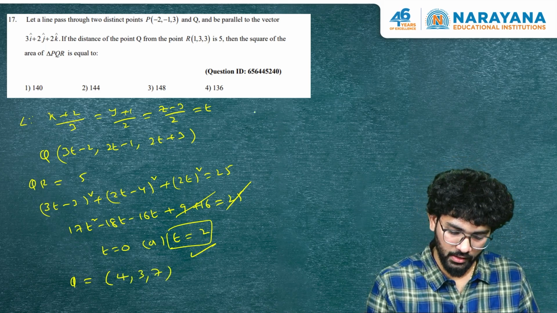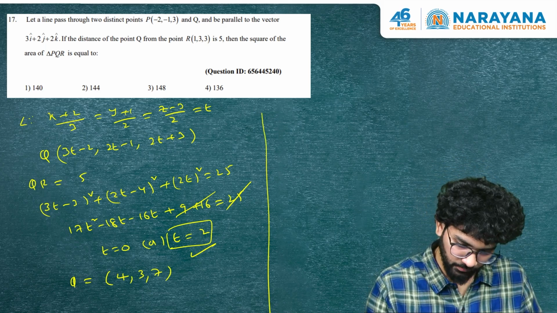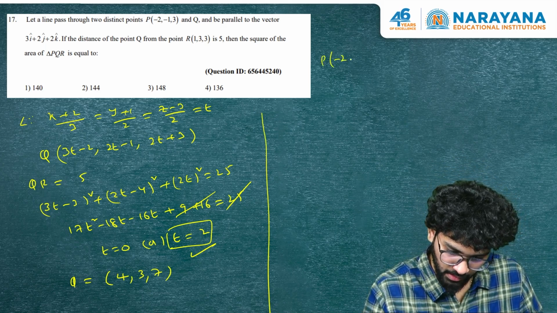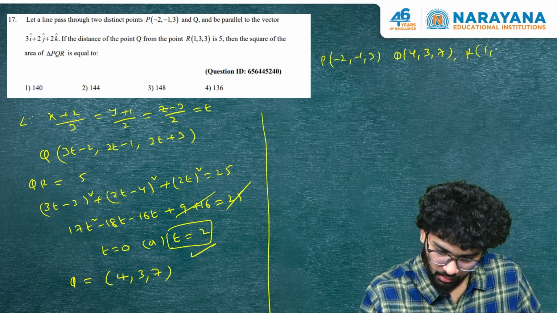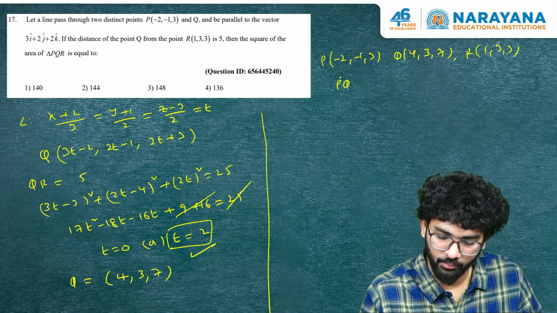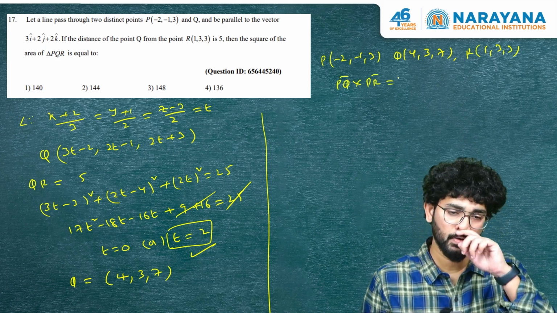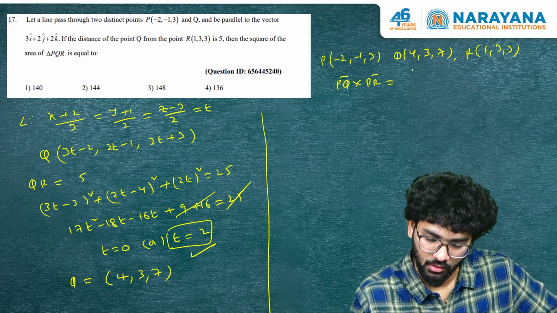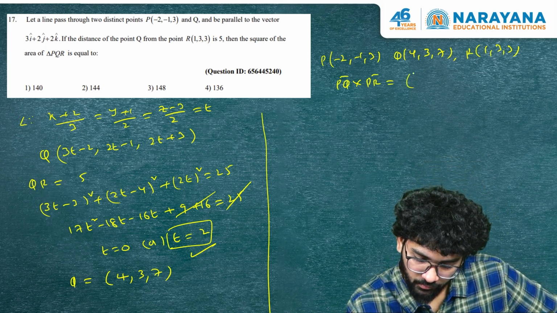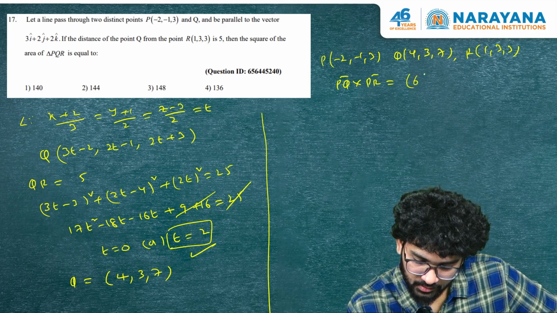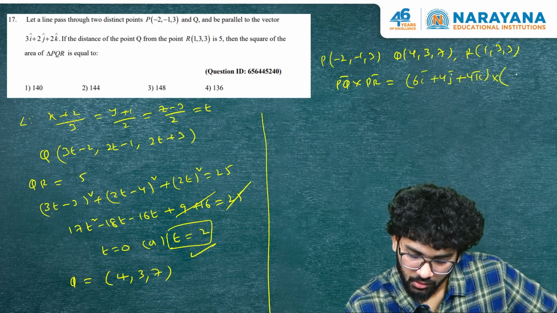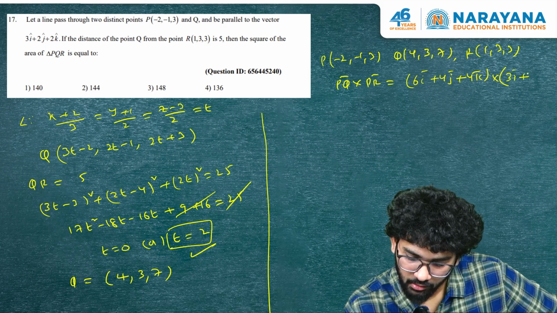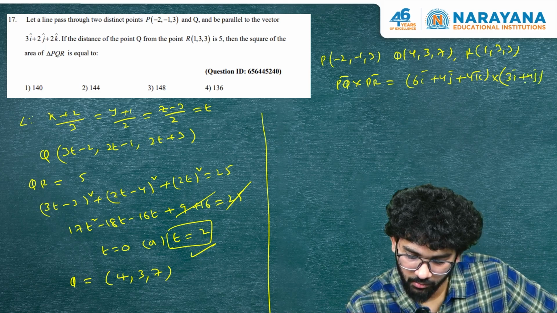Now he is asking us to find the area of triangle PQR. For that we have points P (minus 2, minus 1, 3), Q (4, 3, 7) and R (1, 3, 3). So I calculate PQ bar cross PR bar, because the area of the triangle will be half of the modulus of PQ bar cross PR bar. So PQ bar is 6 I bar plus 4 J bar plus 4 K bar, cross PR bar, which is 3 I bar plus 4 J bar plus 0 K bar.